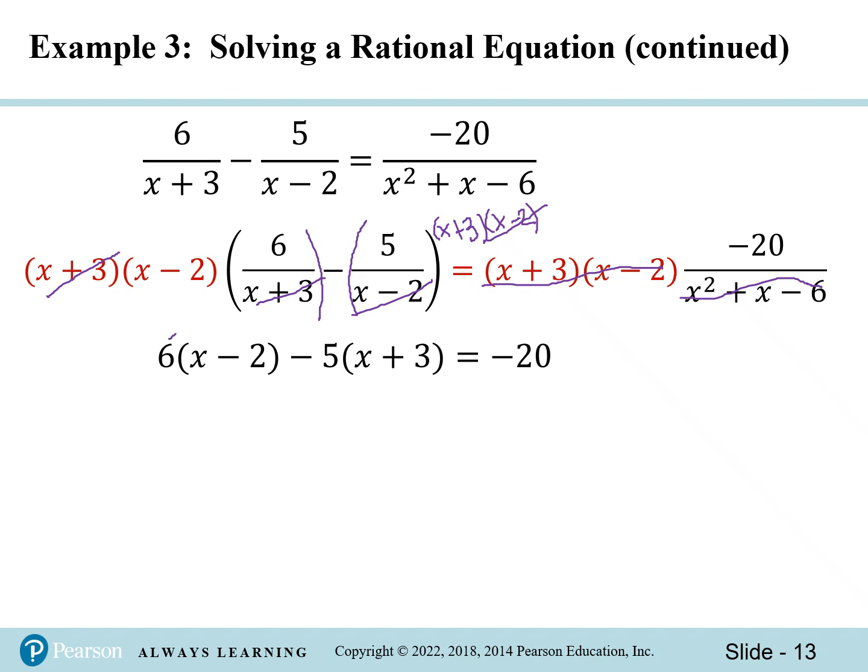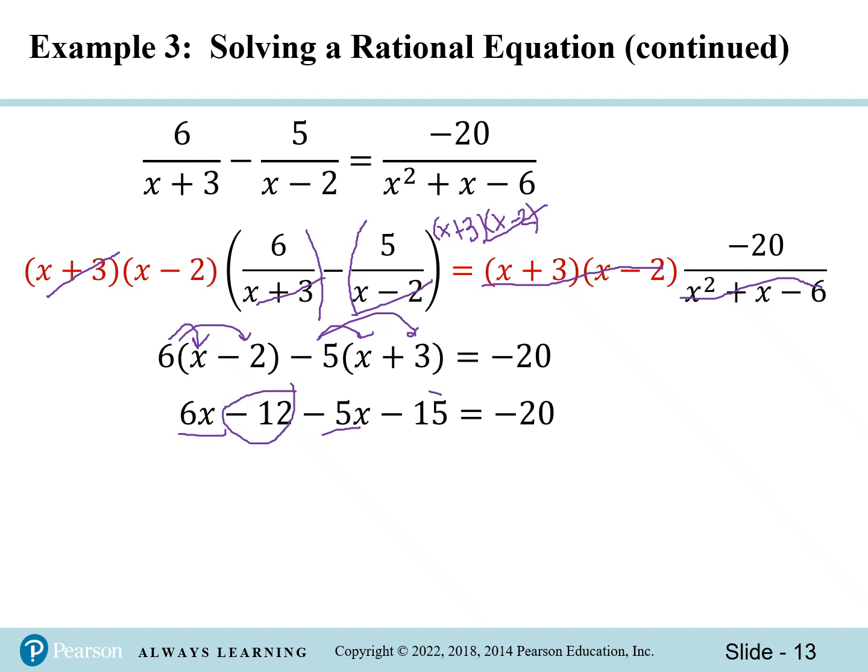The next step is to just distribute the 6 and distribute the negative 5. So I will get 6x minus 12 minus 5x minus 15 equals negative 20. Combine like terms on the left-hand side. So we have 6x and negative 5x will give me a positive x. And then I have a negative 12 and a negative 15, which will give me a negative 27 equals negative 20. Then I just need to add 27 to both sides. So x equals 7.